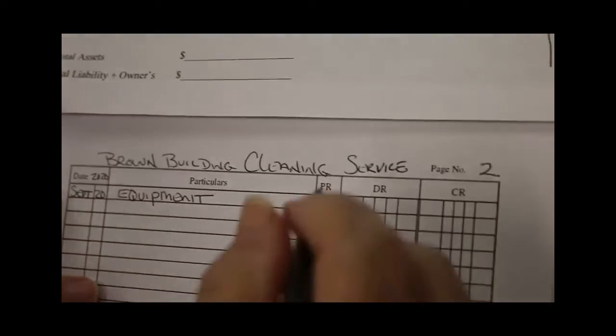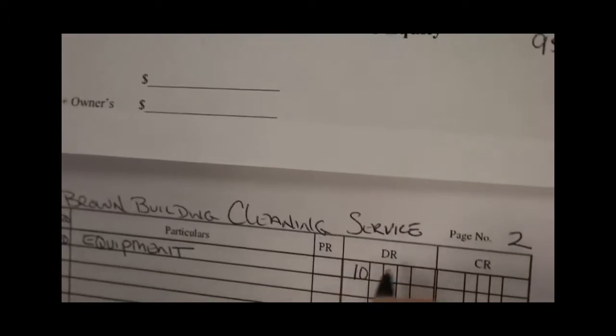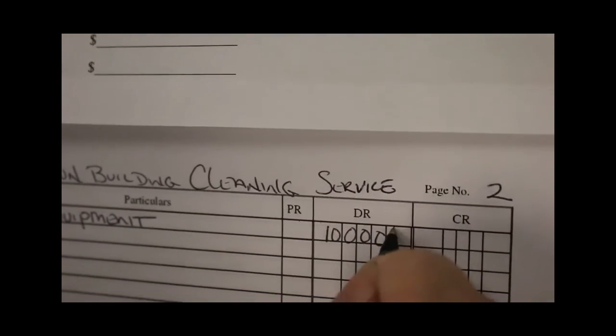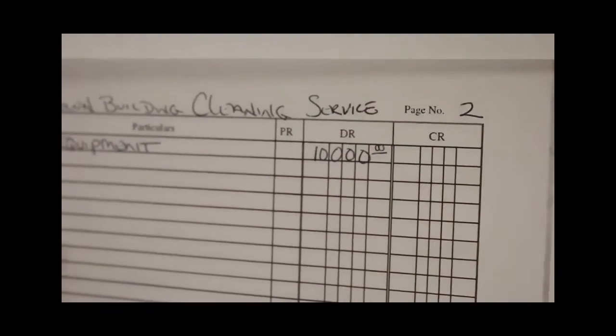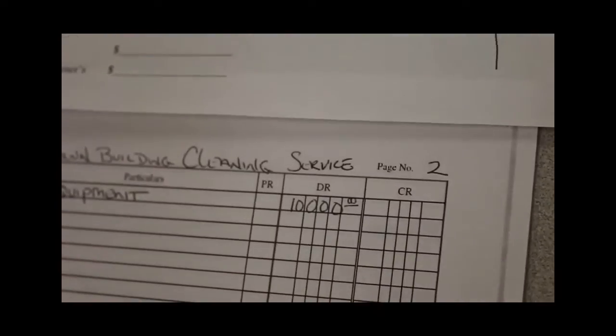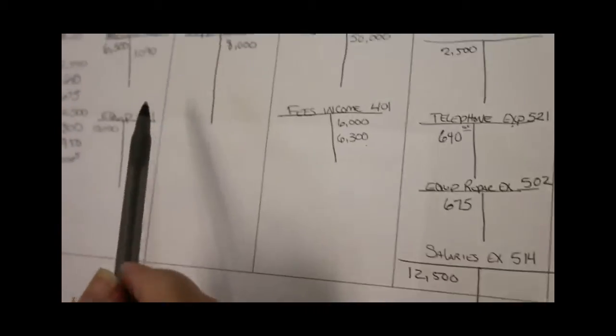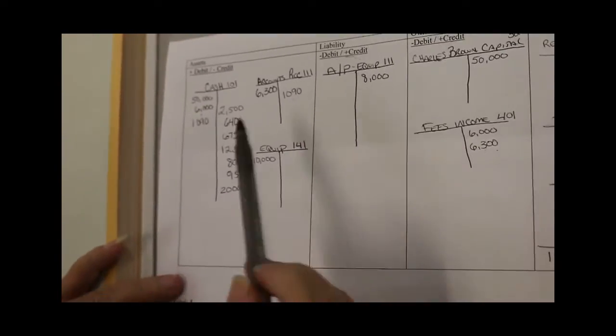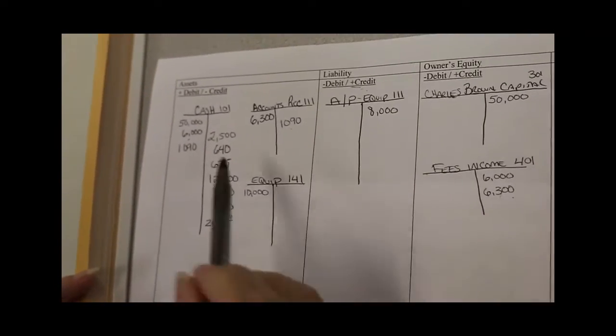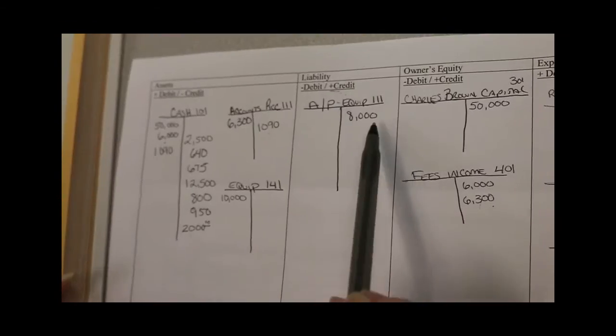Okay, and then I'm going to write 10,000, 1, 2, and 3. $10,000. All right, then what accounts got credited? We actually had two accounts that were credited. That's what makes it a compound entry. We credited cash and we credited equipment.